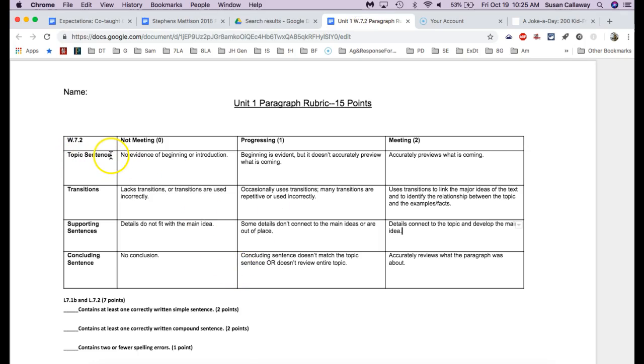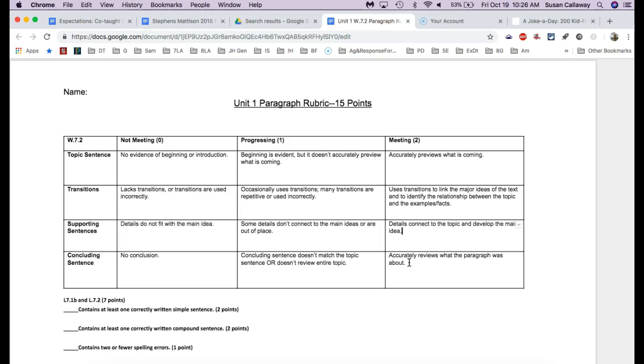So you want your topic sentence to be good. You'll have transitioning words. And all those little detail sentences, you want to make sure that they connect to the topic and develop the main idea. Finally, for your concluding sentence, you want to make sure that that accurately reviews what the paragraph was about. So, your topic sentence tells them what you're going to tell them and accurately previews what is coming. Then you have your detail sentences with your transitions. And the transitions should make sense. They should be logical. Finally, you want to accurately review what the paragraph was about at the very end for your concluding sentence.